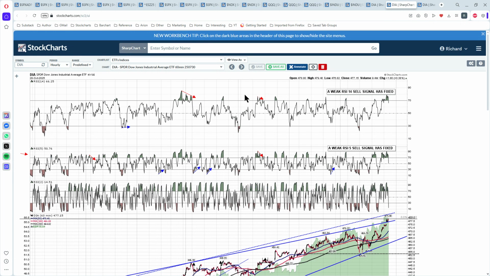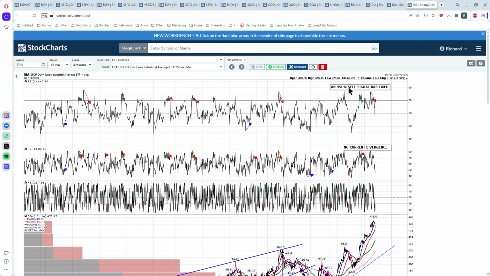On Dia, we've got a weak RSI 14 sell signal fixed on the hourly chart. Sorry, I haven't put in the arrow on that. On the 15-minute chart, we've got another RSI 14 sell signal fixed.